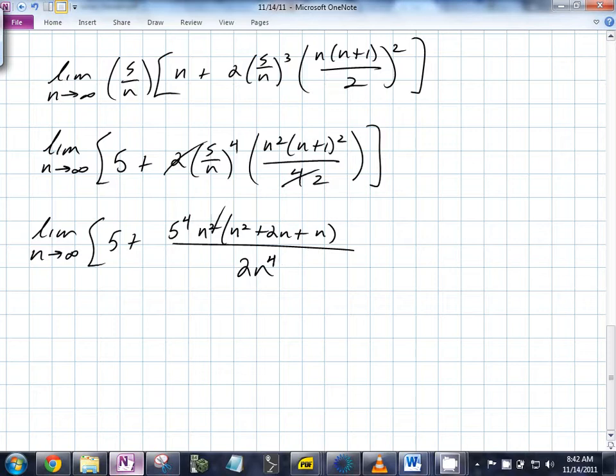So this is n squared right here. Does it still cancel? I think it still does. Yep. This goes away and this turns into a 2. So we have the limit as n goes to infinity of 5 plus 5 to the 4th n squared plus 2 times 5 to the 4th n plus 5 to the 4th all over what?